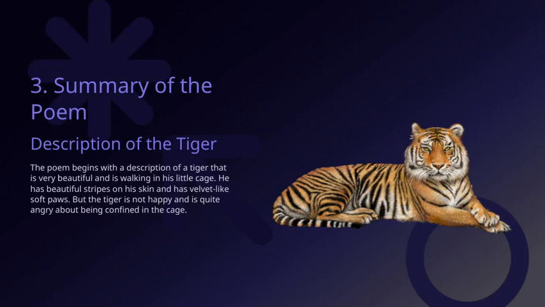So, in this part of the poem, we start by describing a tiger that's truly beautiful. Imagine its striking stripes, each one unique, covering its sleek body. Its paws are soft and velvet-like, almost gentle to the touch. Despite this stunning appearance, the tiger isn't happy. In fact, it's quite angry about being confined in its little cage.